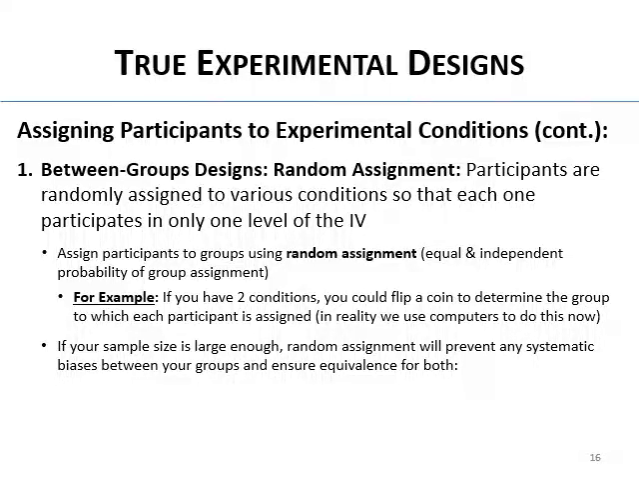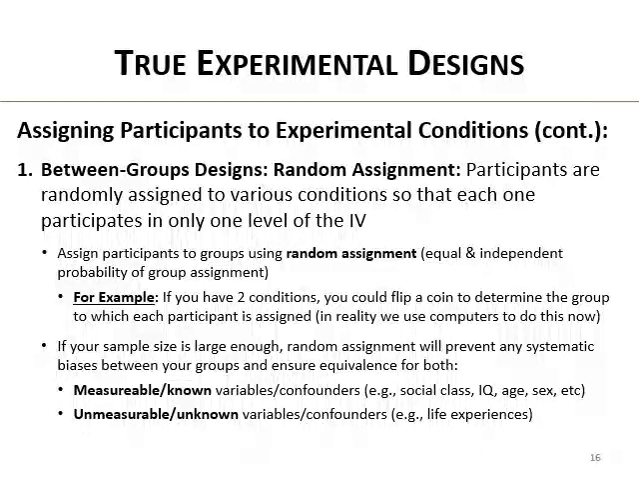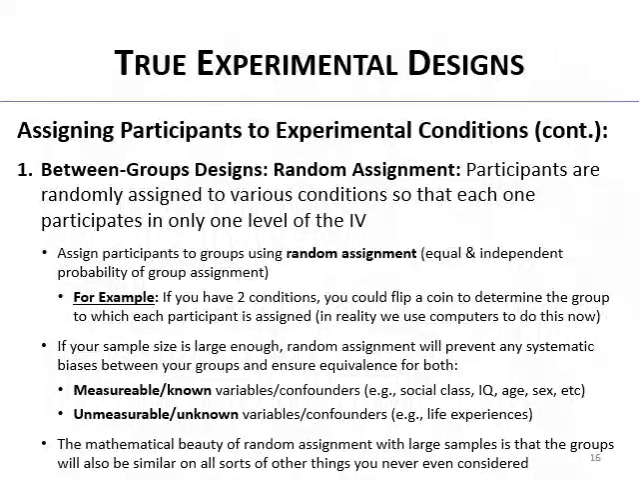So if your sample sizes are large enough, random assignment will prevent any systematic biases between your groups and ensure equivalence for both measurable and known variables, so things you know about, social class, IQ, sex, etc. But even more importantly, random assignment takes care of unknown and unmeasurable variables, life experiences, things like that could differ. So the mathematical beauty of random assignment with large samples is that the groups will be similar on all sorts of things you never even considered, and that's why experimental designs are so highly valued.